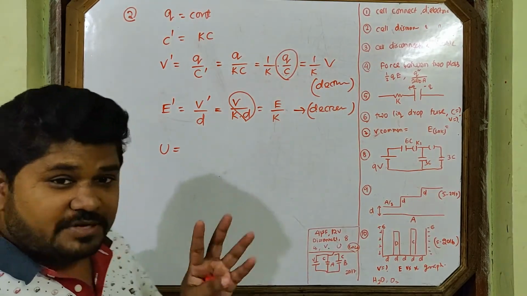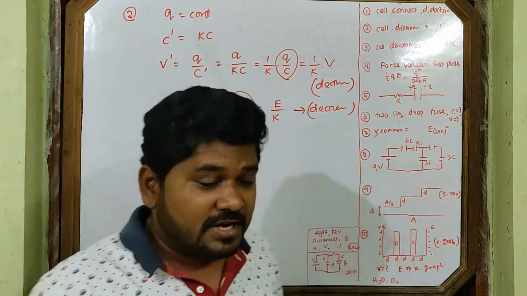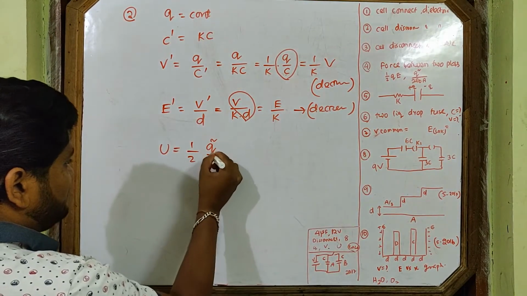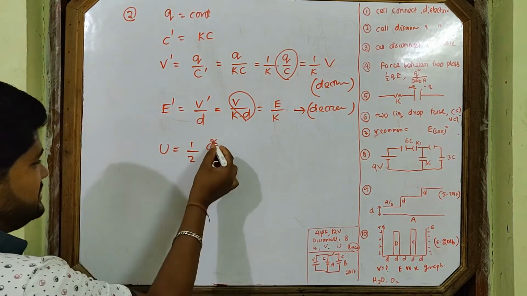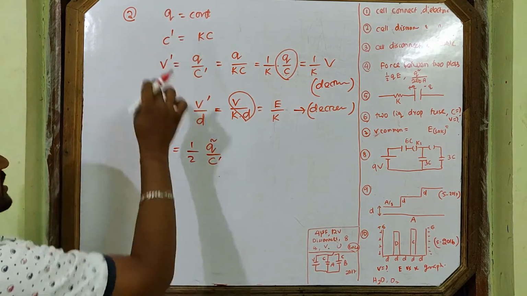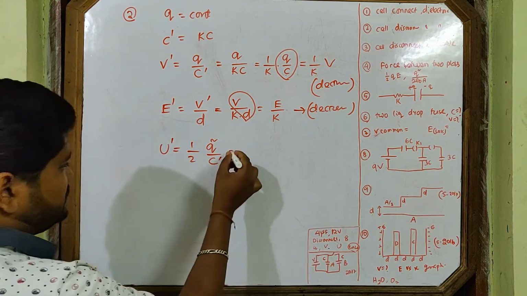We have three formulas of energy stored. I have told you: half QV, half CV square, half Q square by C. But as Q is constant, let's write half Q square by C. Which one changes here? C changes, but Q remains constant. For that I wrote this formula. C changes, so the energy stored also changes here.